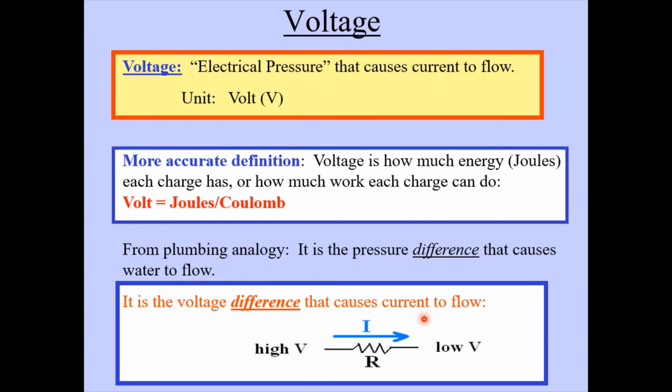difference across the resistance. So this voltage, again, you can think of it kind of like pressure or almost like a force that's pushing the charge through this resistance. It's creating current to flow. And this is basically the basic idea of how electric circuits work.